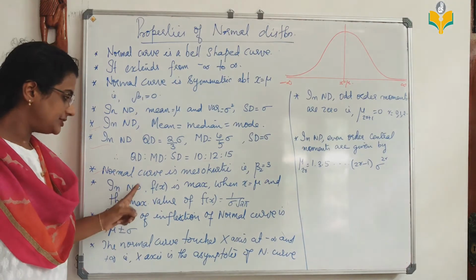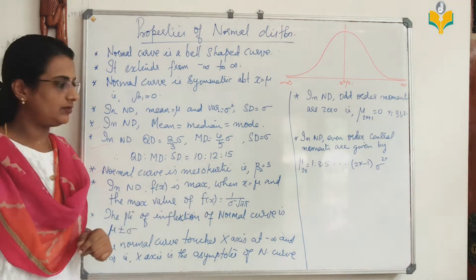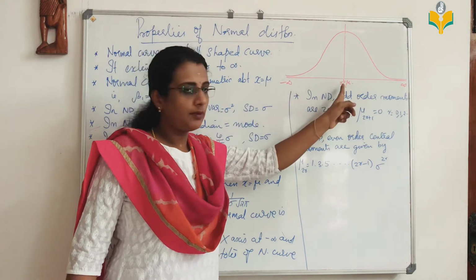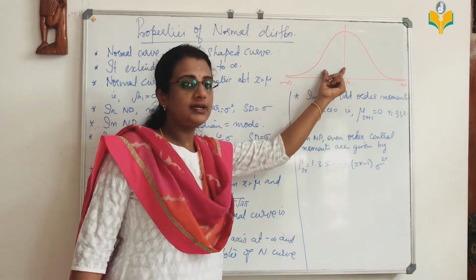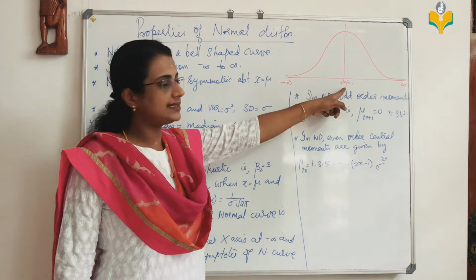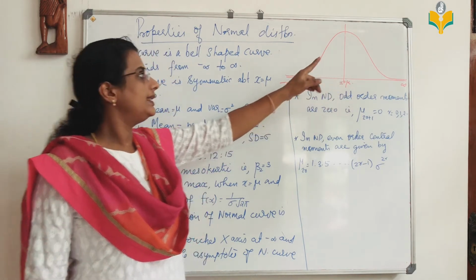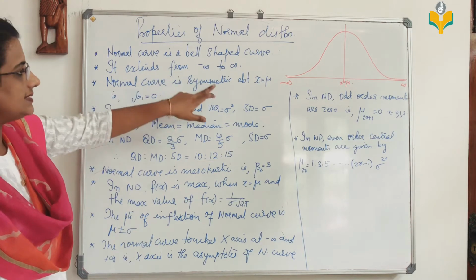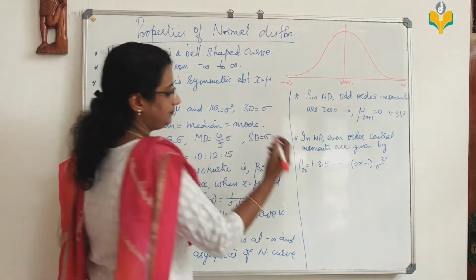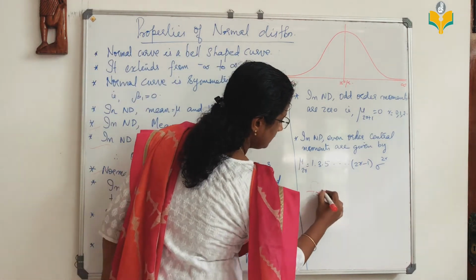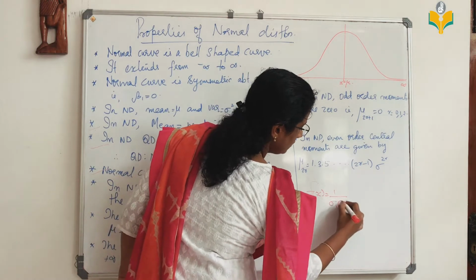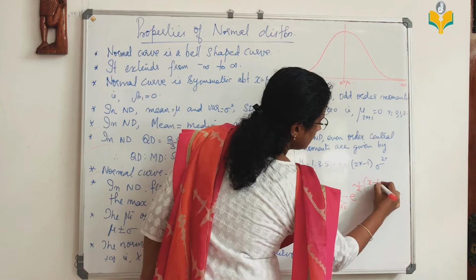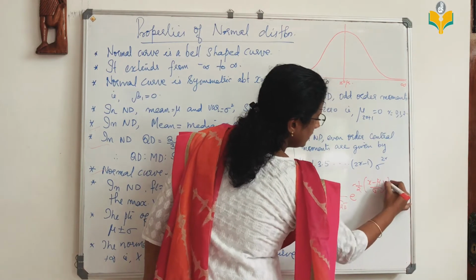In normal distribution, f of x is maximum when x equals mu. Look at the picture. The maximum height is at the point x equal to mu. So in a normal distribution, the maximum frequency is at x equal to mu and the maximum value is 1 by sigma root 2 pi. That is, if we substitute into the PDF of normal distribution, f of x equal to 1 by sigma root 2 pi e raised to minus half into (x minus mu by sigma) the whole square, isn't it?